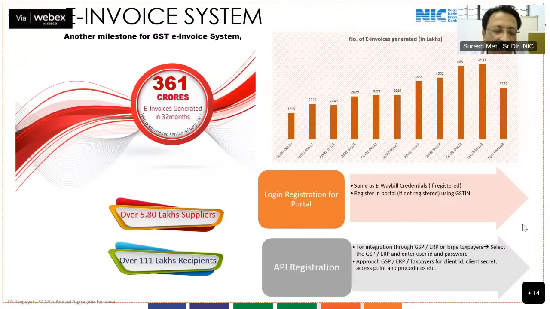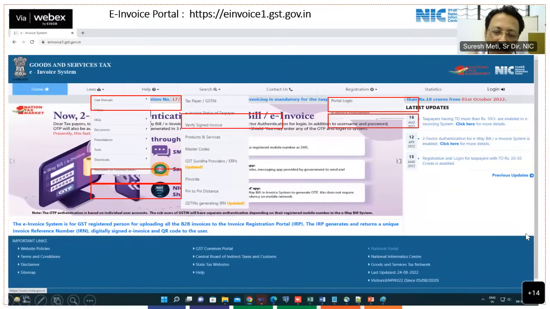Using that, you can register your invoices on the NIC portal. And if you want to integrate your existing application, if your turnover is more than 100 crore, then you would have directly integrated with NIC through the APIs. But if your turnover is less than 100 crore, since I think most of the participants here are with turnover between 5 to 10 crore, we can approach any GSPs or ERPs, and we can get access to the APIs. So this is the portal of NIC for registering your invoices.